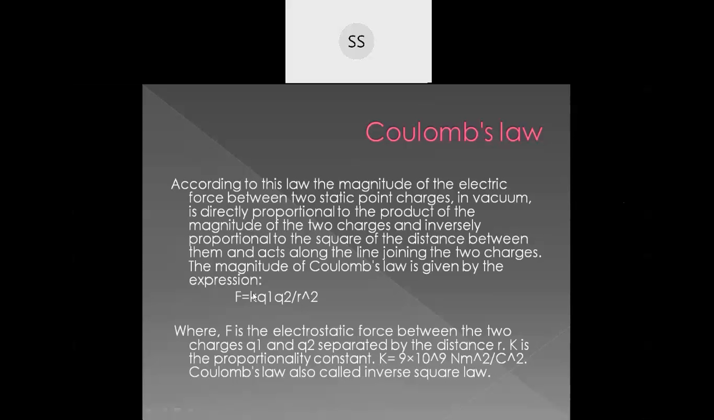One more thing, it says that the force acts along the line joining the two charges. That means the force always goes in the straight line joining the two charges. The direction of this force will depend on the sign of the charges. Whether it is attraction or repulsion, the direction of the force will be calculated according to whether the charges are positive or negative.